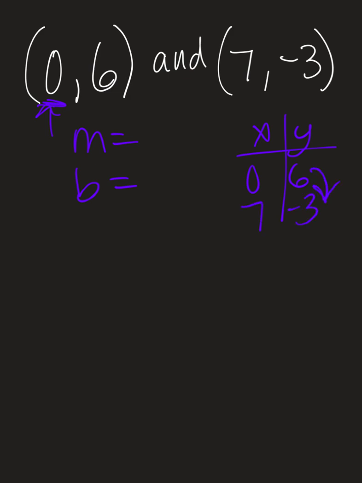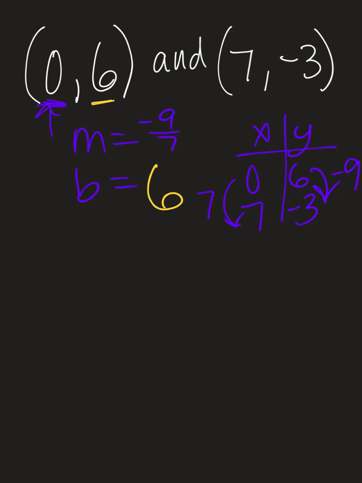Now to get from 6 to -3, I'm actually moving downward 9 whole units. And I'm moving upwards 7 in this problem. So my slope is actually a negative number, -9/7. And I'm going to keep that in fraction form. And then my y-intercept is going to be whatever y is when x is 0. In this case, it's 6.